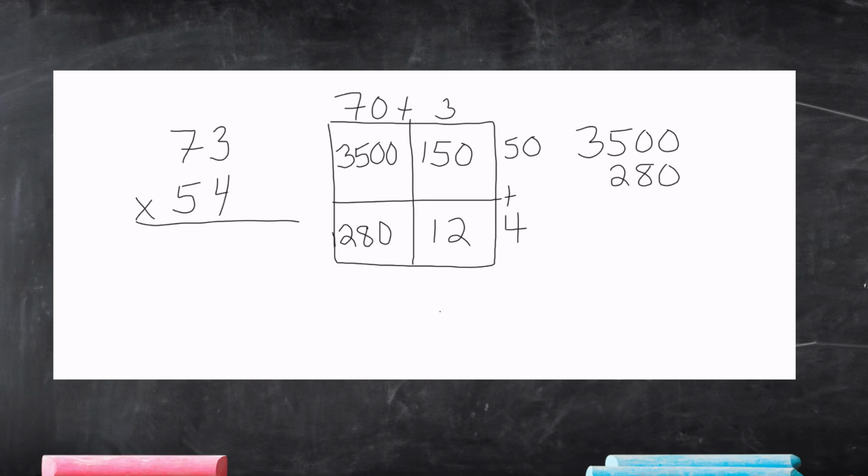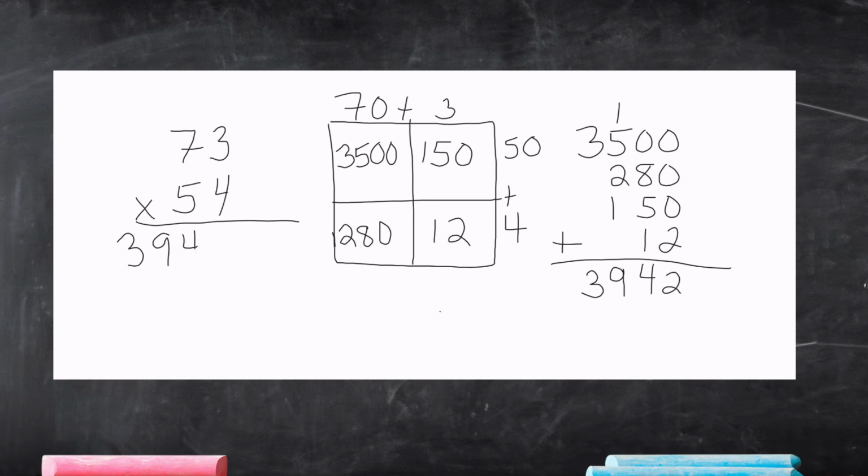So we have 3,500 plus 280 plus 150 plus 12. We add our ones and we get 2. We add our tens and we get 14. We carry the 1 and record the 4. And we do 1 plus 5 plus 2 plus 1 to get 9. And 3 plus nothing is 3. Our final product for this example is 3,942. Great job.